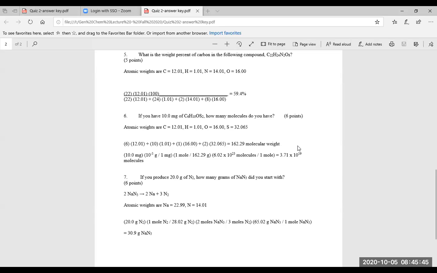Then finally, you can use the molecular weight of NaN3, which is 65.02. Once again, you get that by taking 1 times the sodium molecular weight and 3 times the nitrogen molecular weight. And then by having 1 mole of NaN3 in the denominator and the molecular weight in the numerator, you now have it in units of grams, and you get 30.9. So, like I said, one of the key things here was correctly using the mole ratio that you got from the chemical equation.